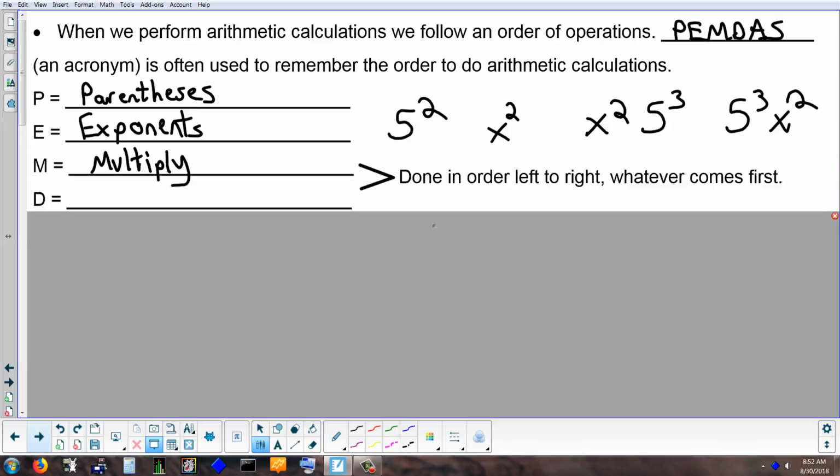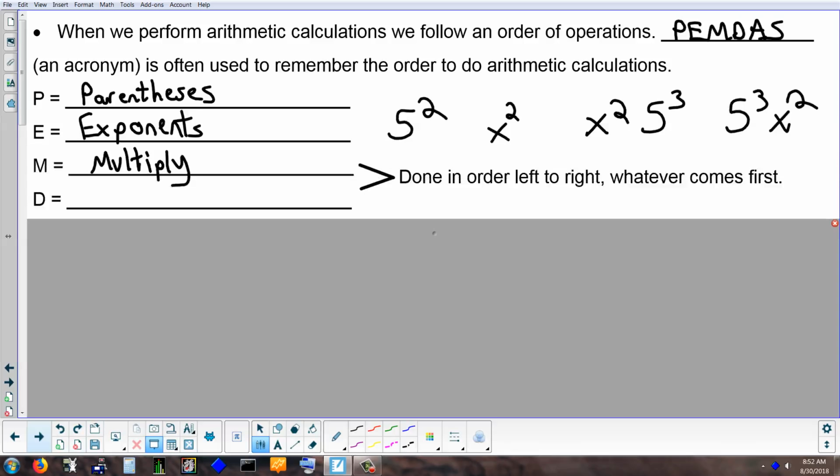M is multiply. How about Nathan? What's the D stand for? Division. Good man. Now, when we get the multiplication and division, remember, we'll do a problem that we have to solve using order of operations. We'll do it just like we read a book. Read a book left to right. Same thing here. We're going to do a problem left to right.